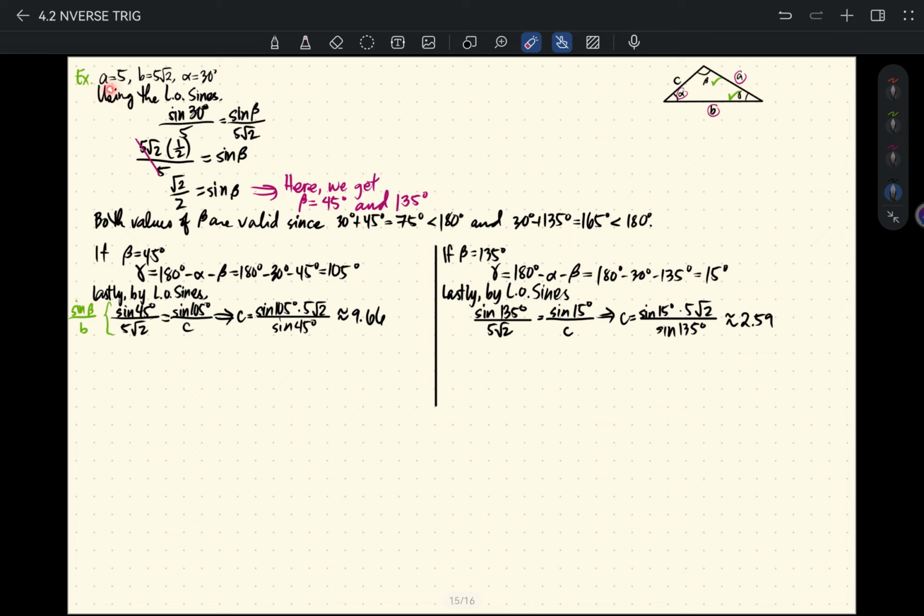First one is if a, b, and alpha are as given, and you have beta equals 45 degrees, gamma equals 105 degrees, and c equals 9.66. The second one is, given these three, you have beta equals 135 degrees, gamma equals 15 degrees, and c equals 2.59. So, observations. This one is a general observation for SSA.